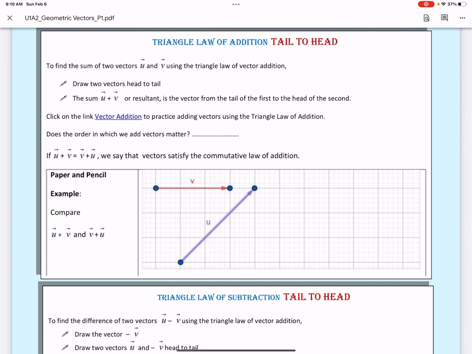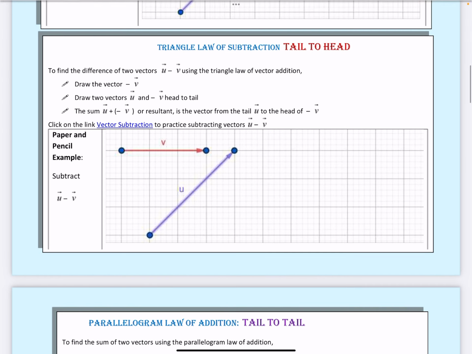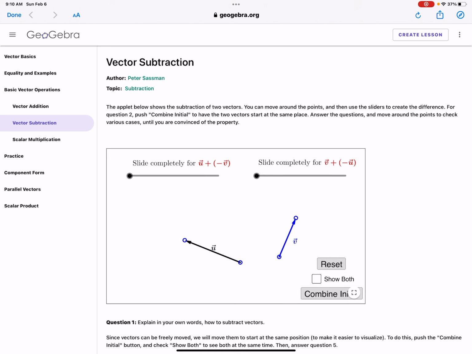In a similar way, we can look into the vector subtraction. Okay, so we're adding vectors u and negative v. So let's slide this over. You can see that vector v is being placed first there, and then we're drawing vector negative v, and this would be the sum u plus negative v.